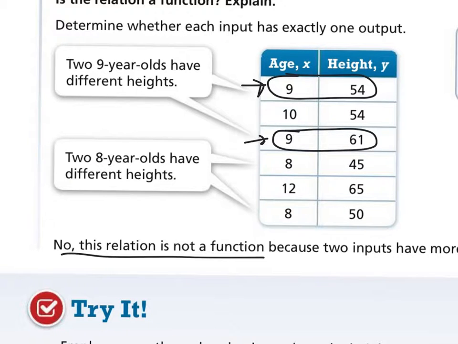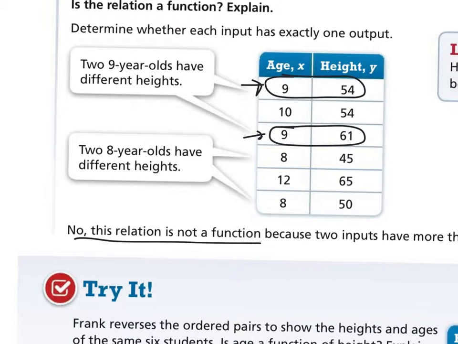Okay? In other words, your age does not determine your height. Makes sense, right? Everybody's not the same height just upon how old they are. Okay? Also, we have an issue with the 8-year-olds here. Two different 8-year-olds that are also different heights. Okay, so definitely is not a function.